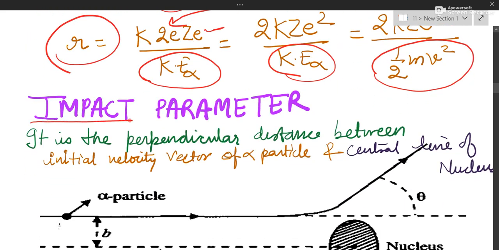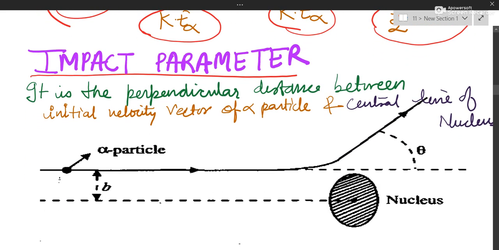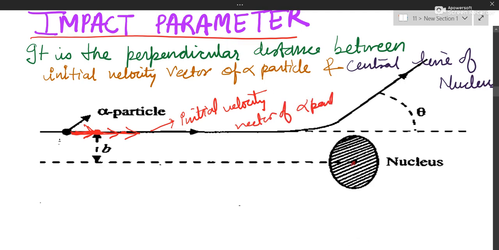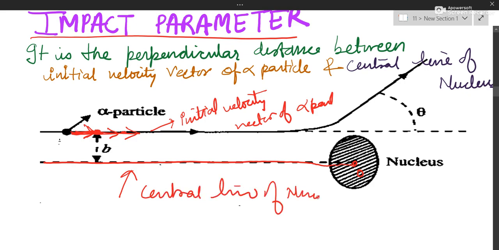Now coming to the next important topic, impact parameter. What is impact parameter? It is a distance. For example, we have released an alpha particle like this. So what is this? This is the initial velocity vector of the alpha particle. This is the initial direction, and we will call it the initial velocity vector of the alpha particle. And this is the center of the nucleus. Now this lower line is the central line of the nucleus.